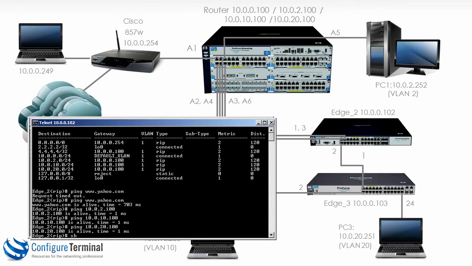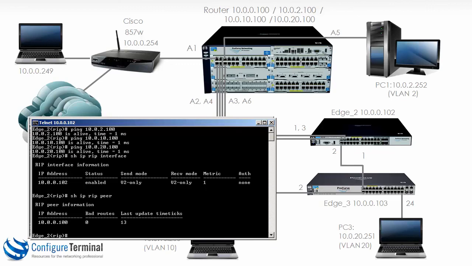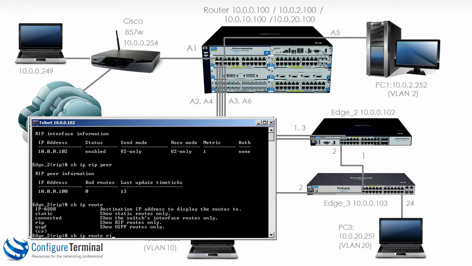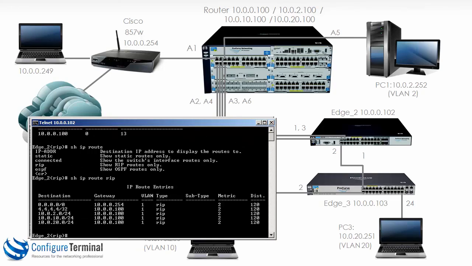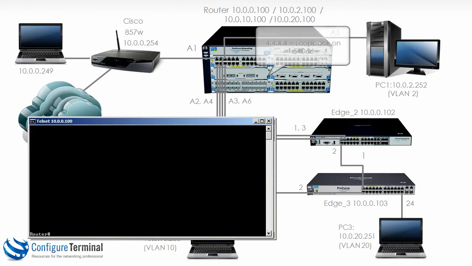So some show commands, show IP RIP interface shows me that RIP is enabled on VLAN 1. Show IP RIP peer shows me that 10.0.0.100 is a peer in RIP. So once again, show IP route, and we have the option to only look at RIP routes, and those are the routes that we've learned through RIP. So as an example, if we ping 4.4.4.4, the ping succeeds.